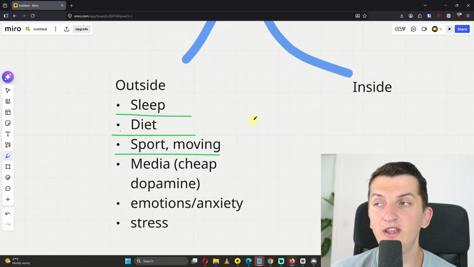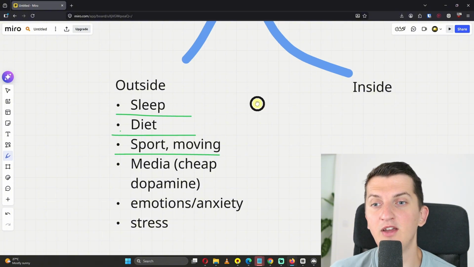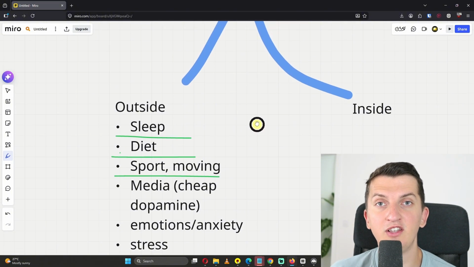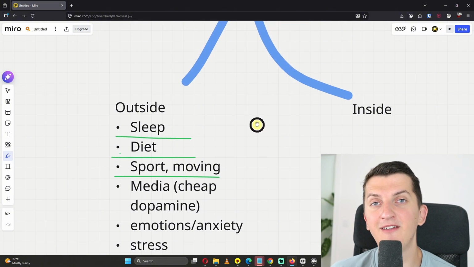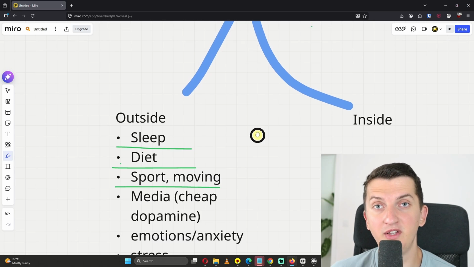Then sports and moving. What I found out is that strength exercises, let's say in the gym, are effective when I feel stable and when I feel good inside. I didn't like it when I was feeling very bad. There was a lot of tension in me, fight or flight. It was just not good, and I wanted to exercise, and it put more stress in me.